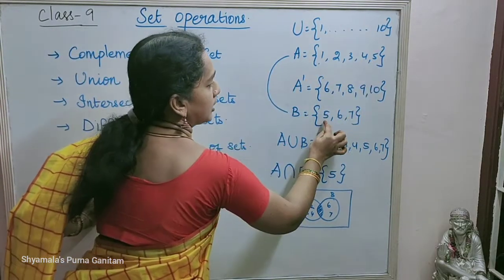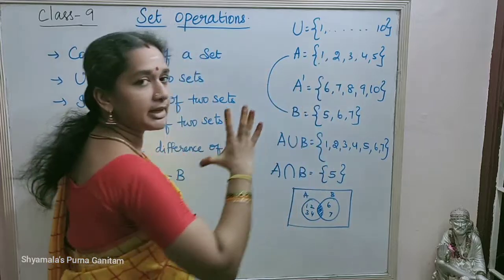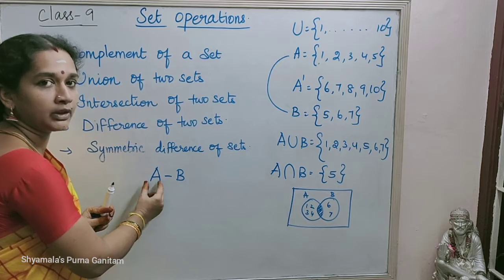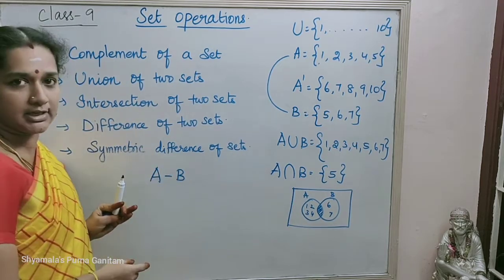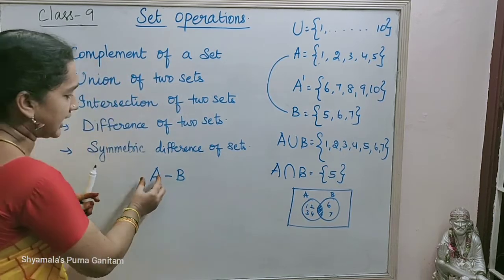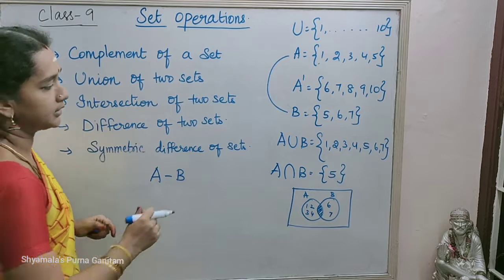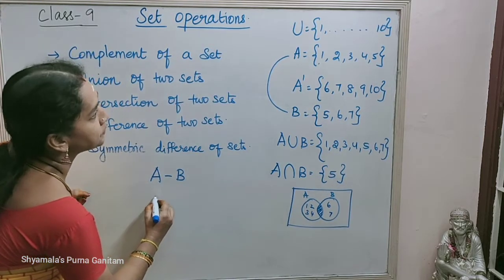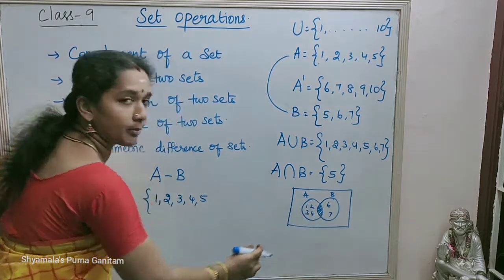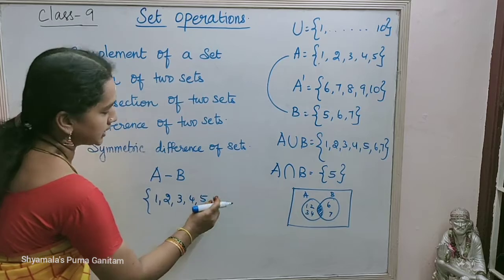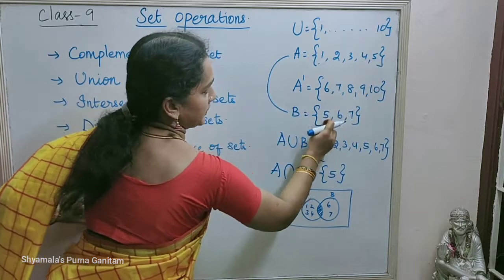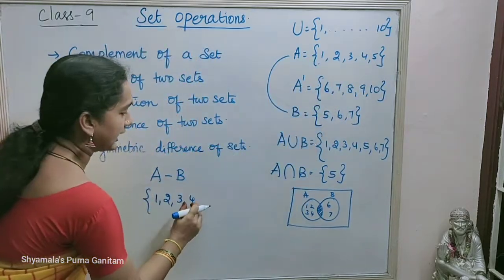So what is the common element of A and B? 5 is the common element. So we will take that common element and write only the elements of the first set. Here A minus B is given. Common is 5, so we will write the remaining elements from A, that is, the first set given. So A minus B is 1, 2, 3, 4. 5 is the common element, so that 5 you should not write. The remaining elements will be A minus B.